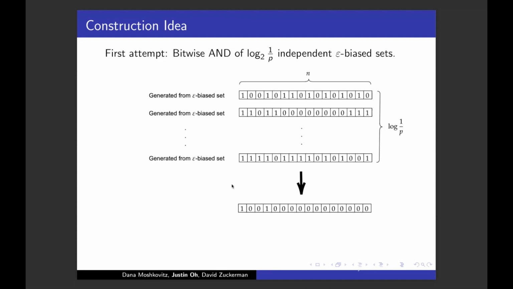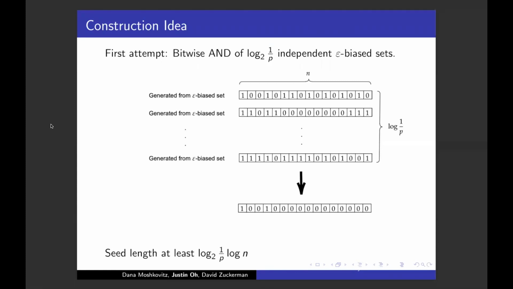And this turns out to be true, but the seed length is something like log base 2 of 1 over p times log n. And that's just because we're taking log 1 over p samples, and each sample takes O(1) times log n seed. And this is too costly for what we're aiming for, because we want an O(1) times log n seed length, which seems to be ideal.